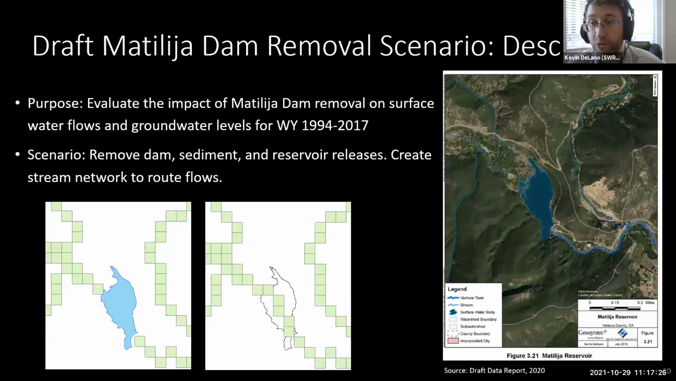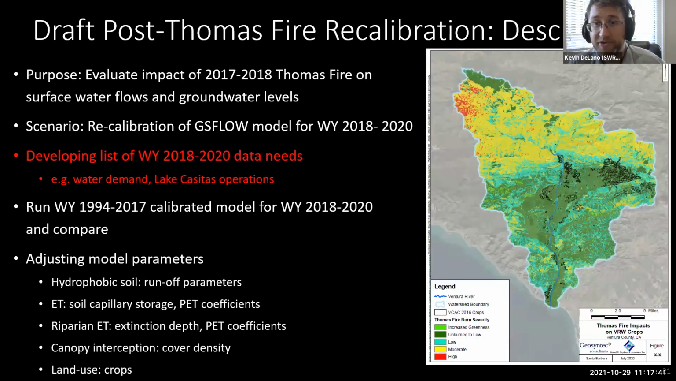We're going to do a scenario where we remove Mesa Dam, and we got some hopeful comments about changing nearby vegetation to represent the post-dam condition of the Mesa Canyon, riparian versus chaparral. We're going to do a post-Thomas fire recalibration of the model. This is a pretty big scenario. Actually, it's more than just a scenario.